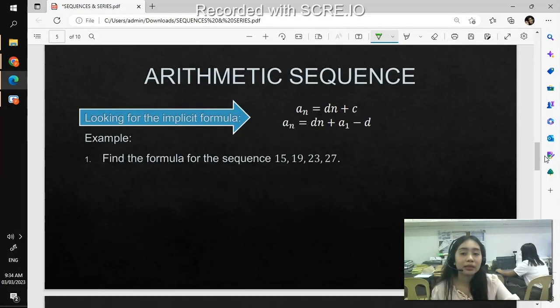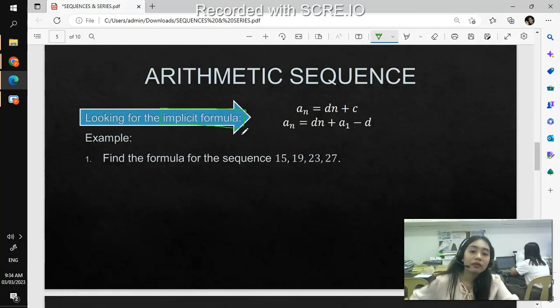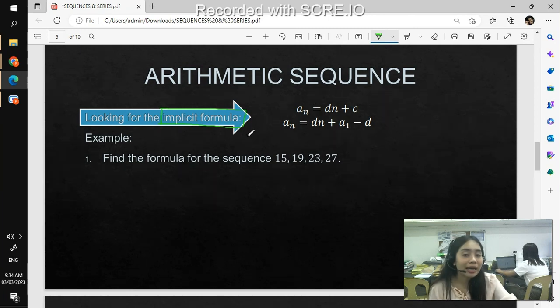Now let's move on to the next part. We have here the arithmetic sequence, or finding the explicit formula of the sequence. The one that we have used previously was the general form, which can be applied to any arithmetic sequence. But when we talk about the explicit formula, this can only be applied to a particular arithmetic sequence. The formula can be derived by using another formula, which is a sub n is equal to d times n plus a sub 1 minus d. So in this case, we do have the same form.